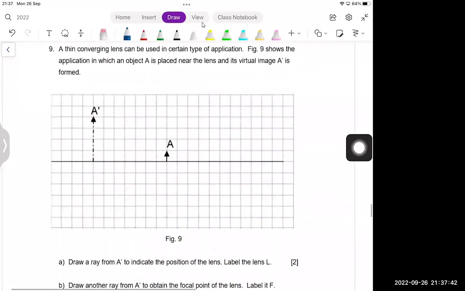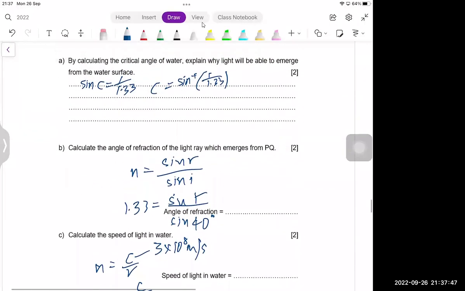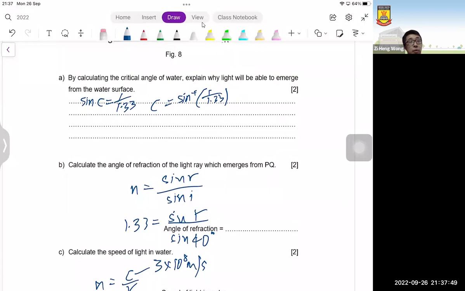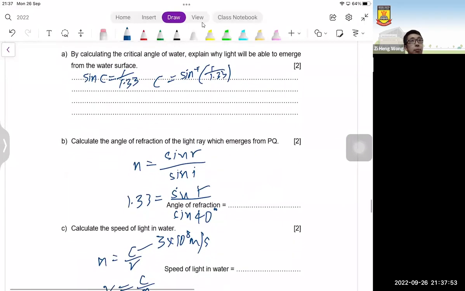So is this the usual kind of average, normal question for reflection and refraction? I would say this is typical. You realize it's calculate here, calculate there: just your critical angle, your n equals sine i over sine r, and n equals c over v. It's just these few things.